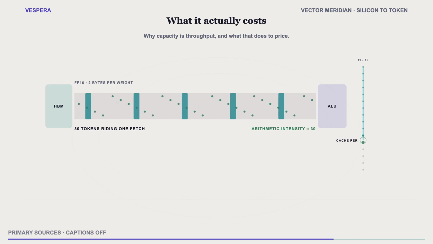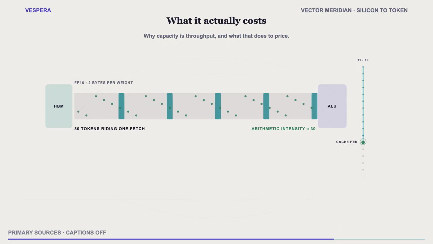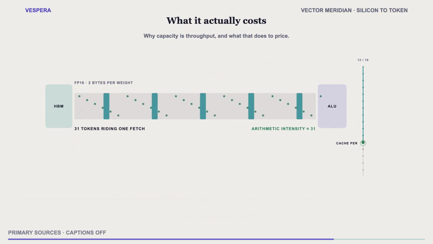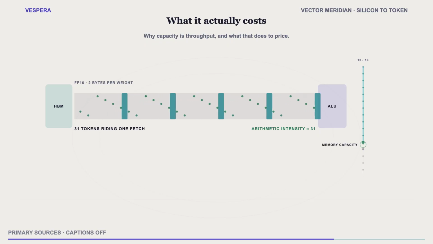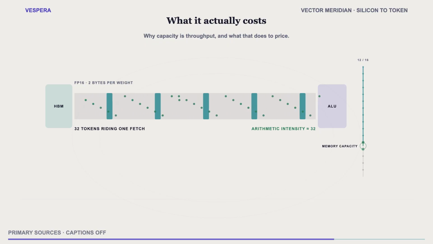Capacity determines batch size. Batch size determines arithmetic intensity. Arithmetic intensity determines whether the arithmetic units are working or watching. Capacity is throughput. That is the sentence.